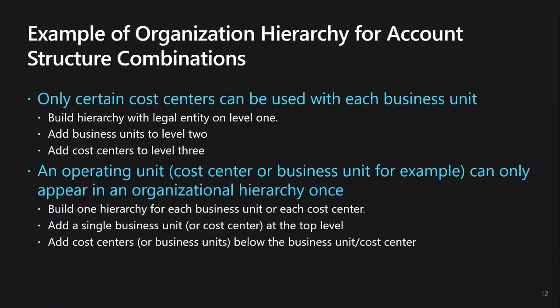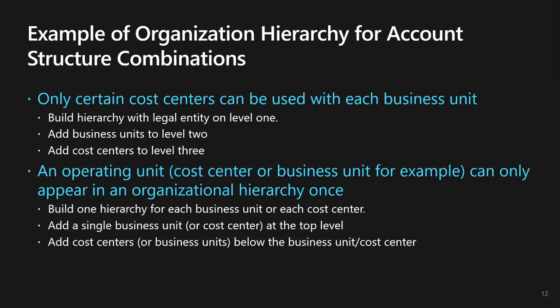Here are some examples of organization hierarchy for account structure combinations. The first example is that only certain cost centers can be used with each business unit. So you would build a hierarchy that has legal entity on level 1. Then you would add the business units to level 2 and the cost centers to level 3. And this would be not an upside down hierarchy. This would be the normal way.